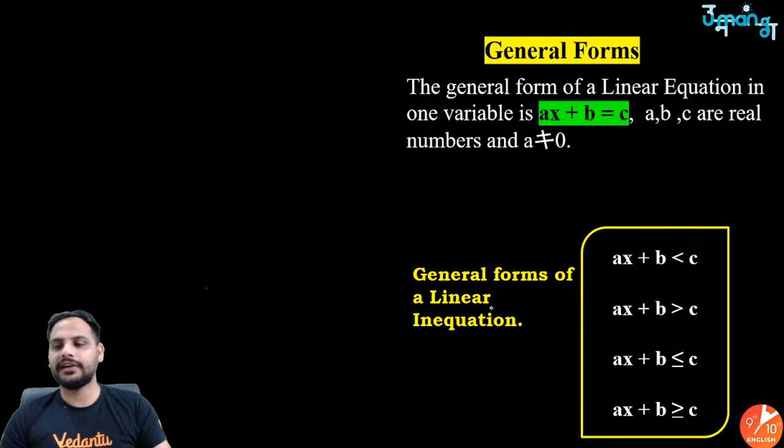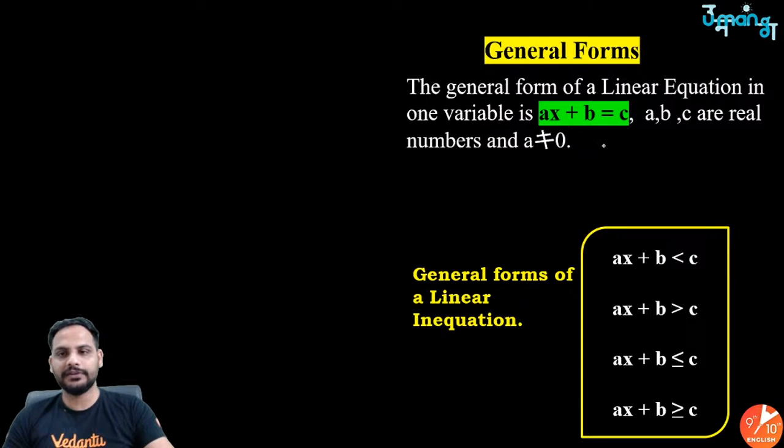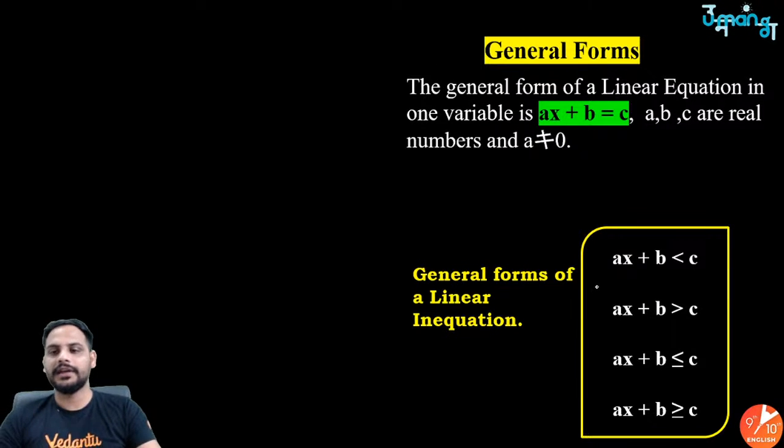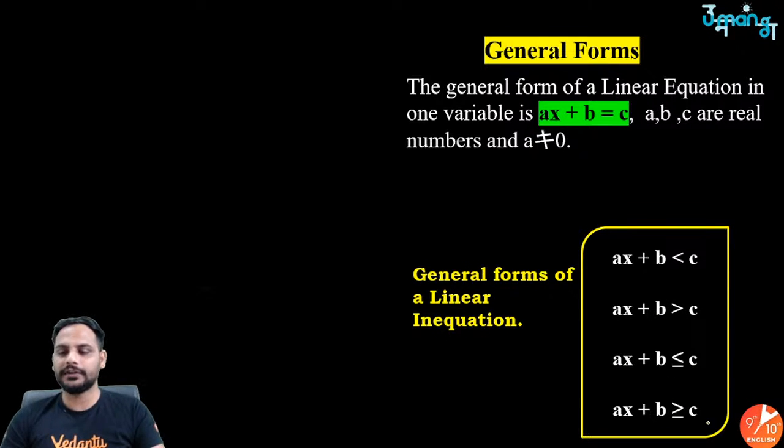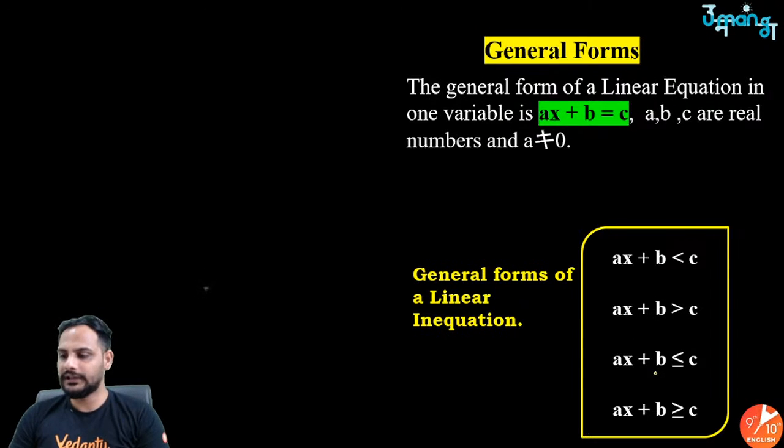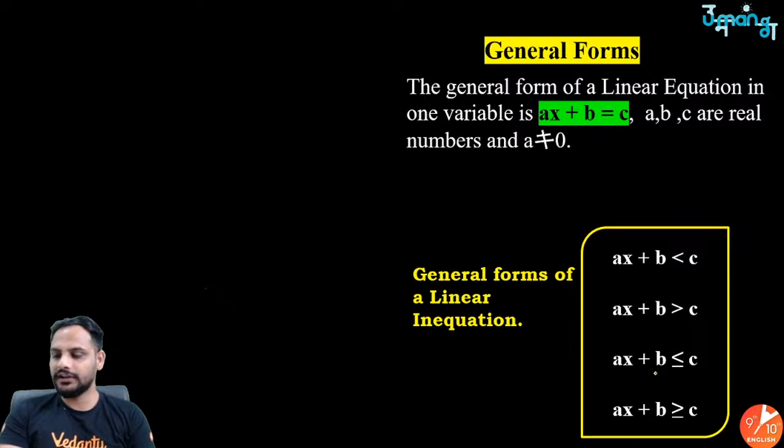Now, what is the general form? For a linear equation, the general form is ax plus b equal to c. Here it is ax plus b less than c, ax plus b greater than c, ax plus b less than or equal to c, ax plus b greater than or equal to c. Any of the signs can come. This is the general form for a linear inequation. Simple thing going on.